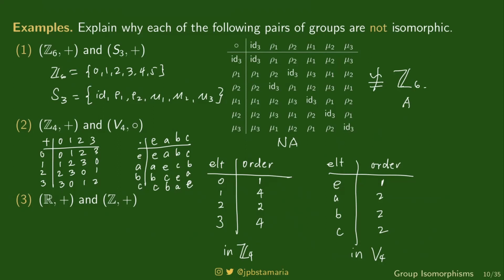Why is the set of real numbers under addition not isomorphic to the set of integers under addition as a group? Who would like to answer? Aaron? They have different cardinalities po. Yes. The real numbers are uncountable, while Z is countable. Yes. Good that you know uncountable and countable.